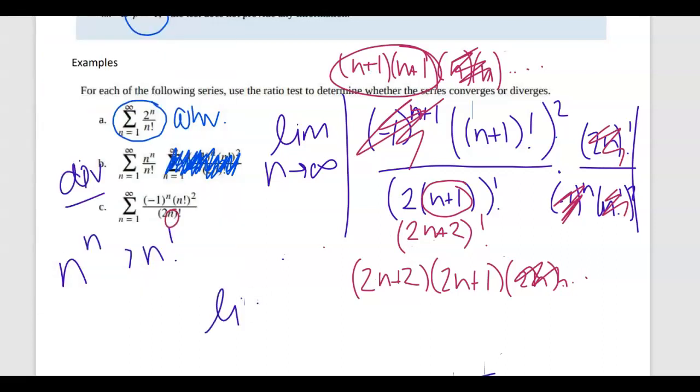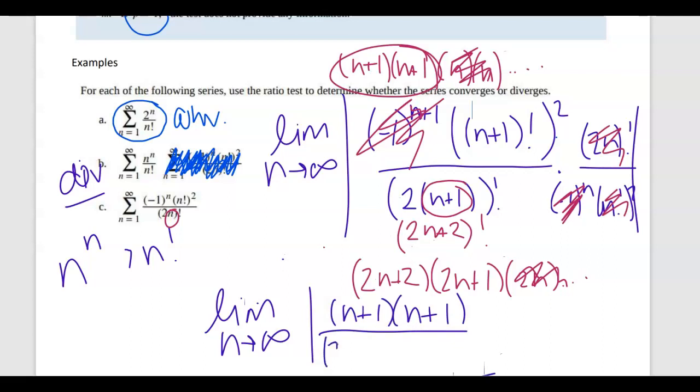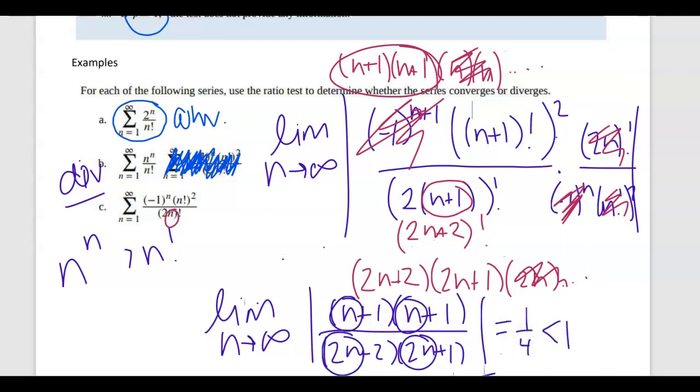Okay, so we have the limit as n goes to infinity. What's left here? n plus 1 times n plus 1 over 2n plus 2 times 2n plus 1. I have n squared as the leading term in the top. I have 4n squared as the leading term in the bottom. We know as that goes to infinity that that's going to be a fourth. So that's less than 1. So this last one is going to be convergent.